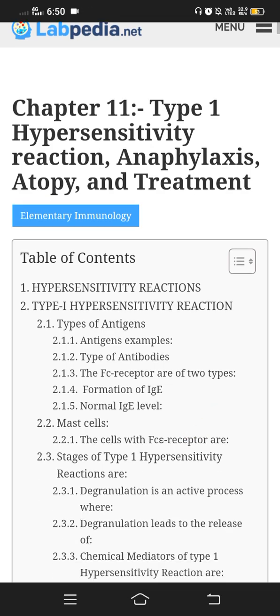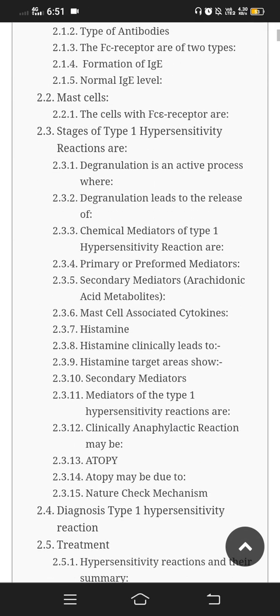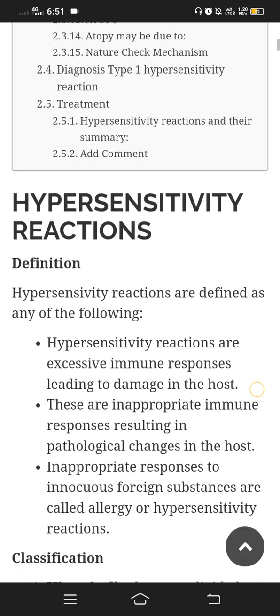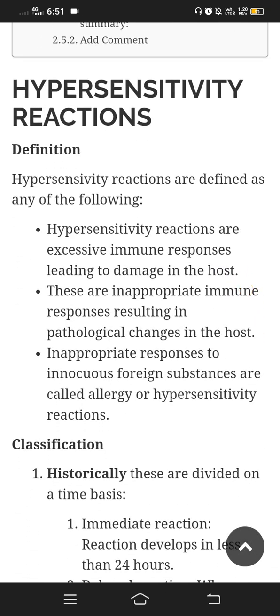Type 1 hypersensitive reactions, anaphylaxis, and atopy. So first, hypersensitive reactions. Hypersensitivity reactions are excessive immune responses leading to damage in the host. These are inappropriate immune responses resulting in pathological changes in the host. Inappropriate responses to foreign substances are called allergy or hypersensitive reactions.